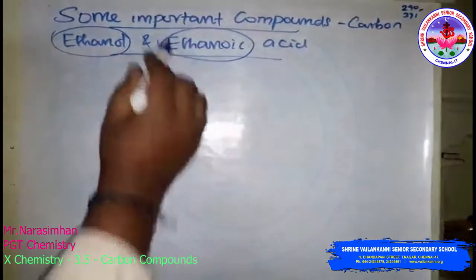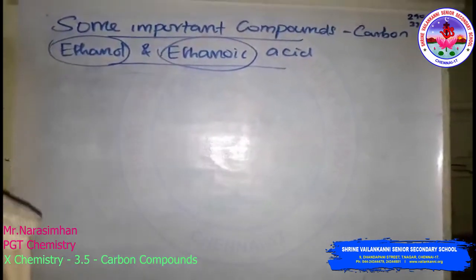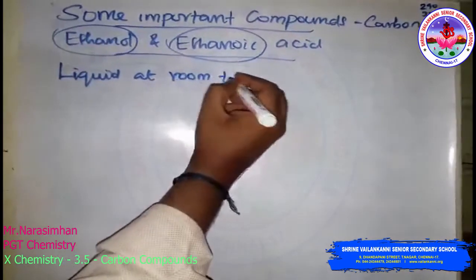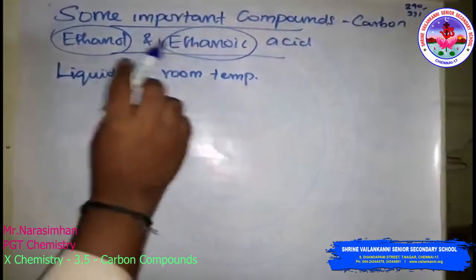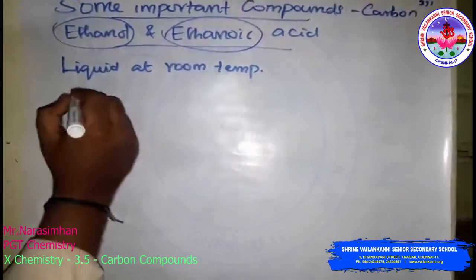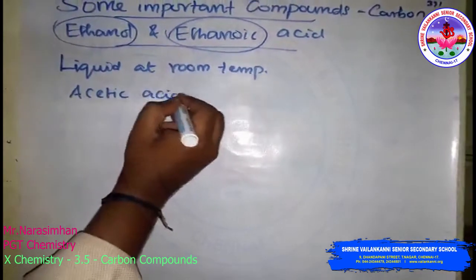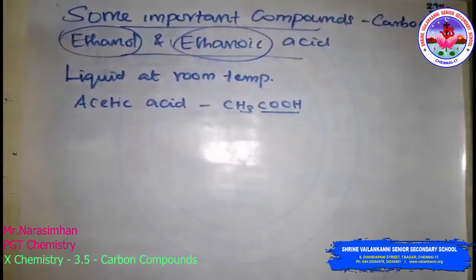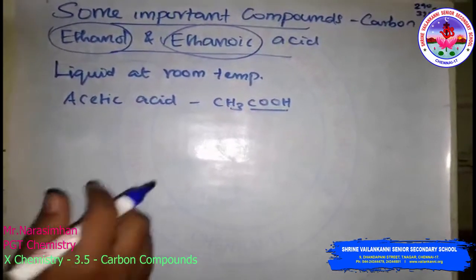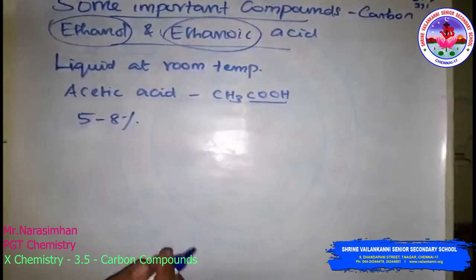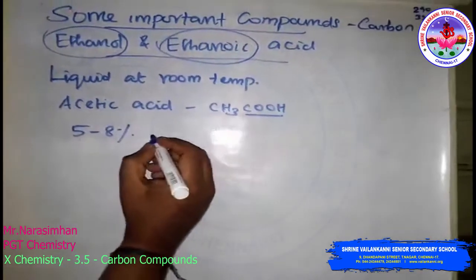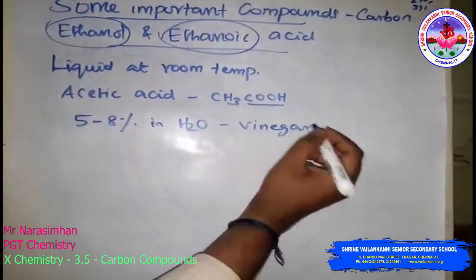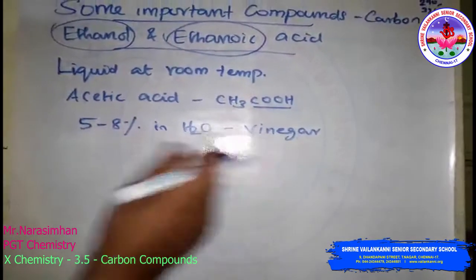Next is ethanoic acid. The physical properties of ethanoic acid: this is also a liquid at room temperature. This is the IUPAC name; the common name, that is the well-known compound, is acetic acid, and the formula is CH3COOH. The COOH group indicates carboxylic acids. A 5 to 8% solution of acetic acid in water is called vinegar.